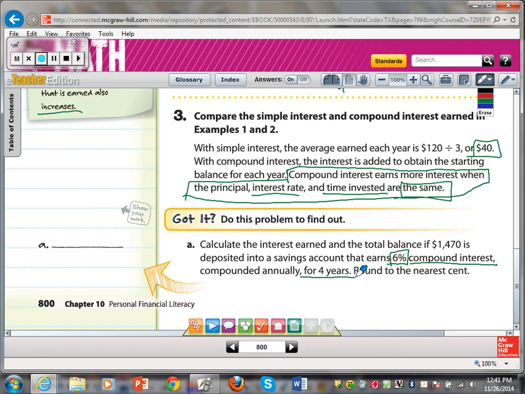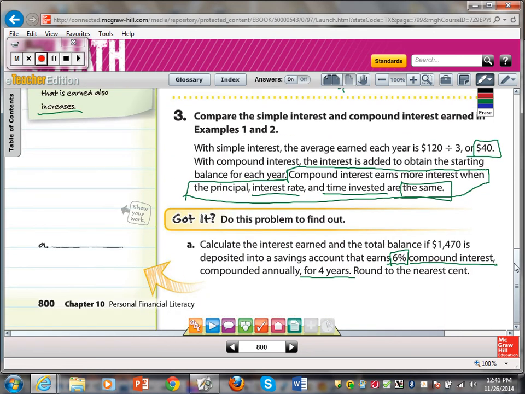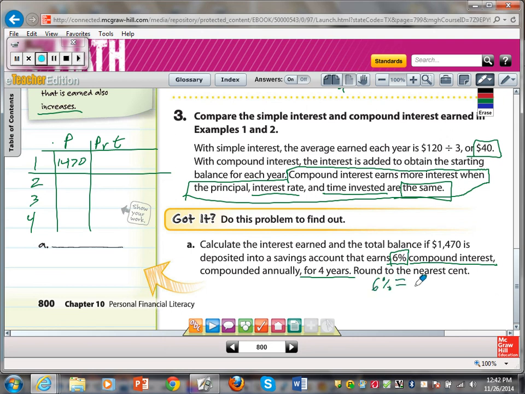If you would make a table, we're going to put year 1, just like the table they have up here: year, starting balance, PRT, interest. Let's start with year 1, year 2, year 3, year 4. So in year 1, you start off with an investment of $1,470. This is your principal, and you're going to multiply it by PRT, times your rate. Your rate happens to be 6%, and you know that 6% is equivalent to 0.06. So this is the number that you use.